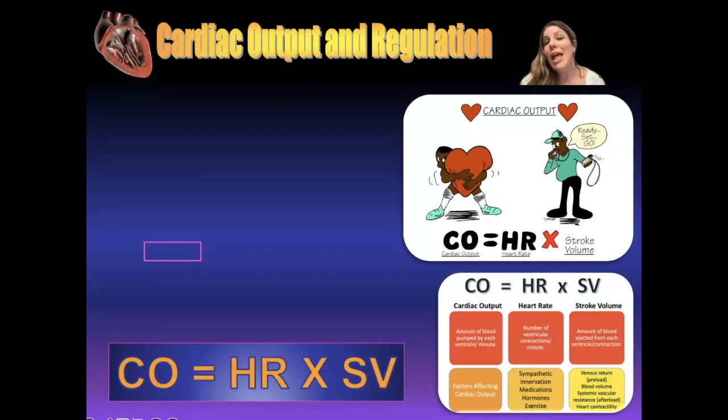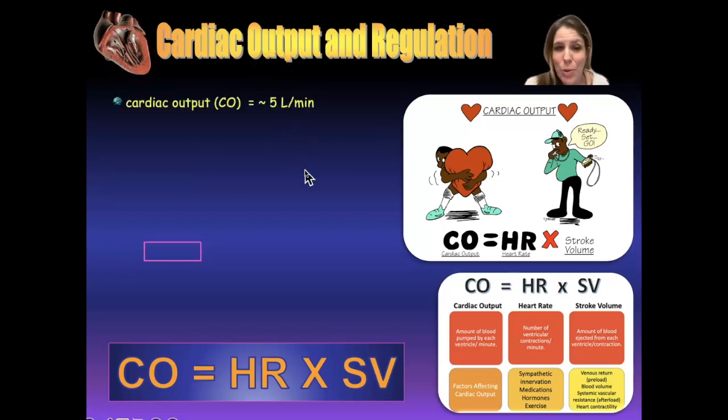So the last major topic we're going to talk about is cardiac output. So in other words, we've been talking about all this blood going through the heart, how the electricity is going through the heart. So how much blood is actually pumped through the heart and through the body? So that is called cardiac output. And we're going to also talk about what regulates that cardiac output.